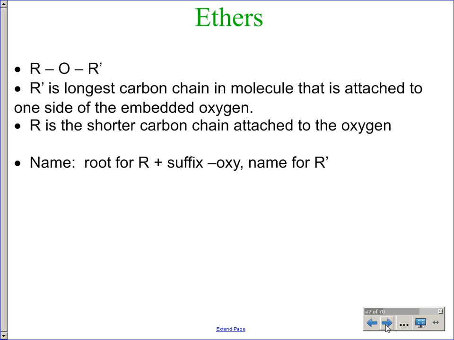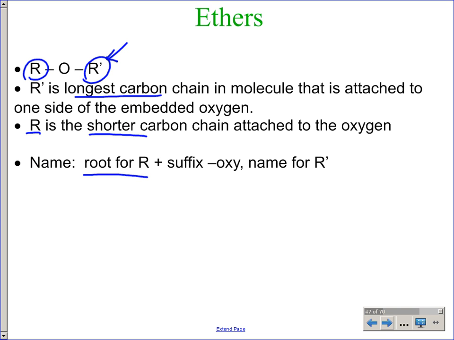Ethers are different. They actually have two sides of the carbon chain, and the thing that breaks them up, or the thing that attaches them together, is the embedded oxygen. So R prime is the longest carbon chain in the molecule, and the oxygen is connecting that to a shorter carbon chain. So R is the shorter of the carbon chains. Whenever you name these, they're named very specifically.